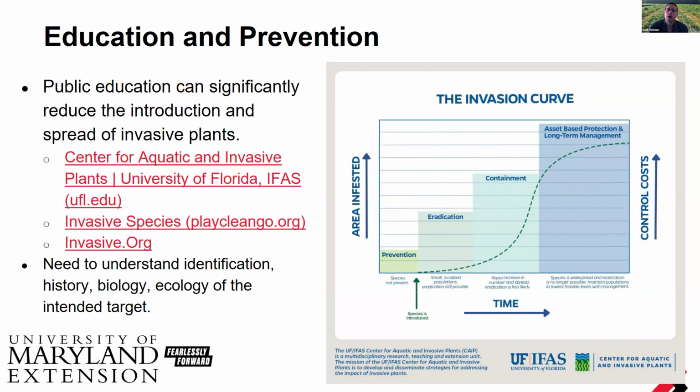But in some cases, containment and long-term management are really going to be your only options. And when we talk about containment, we're just talking about decreasing its spread and hopefully increasing the populations of native plants to help keep that invasive species at bay. Because again, as this invasion curve increases, then eradication is not going to be an option.